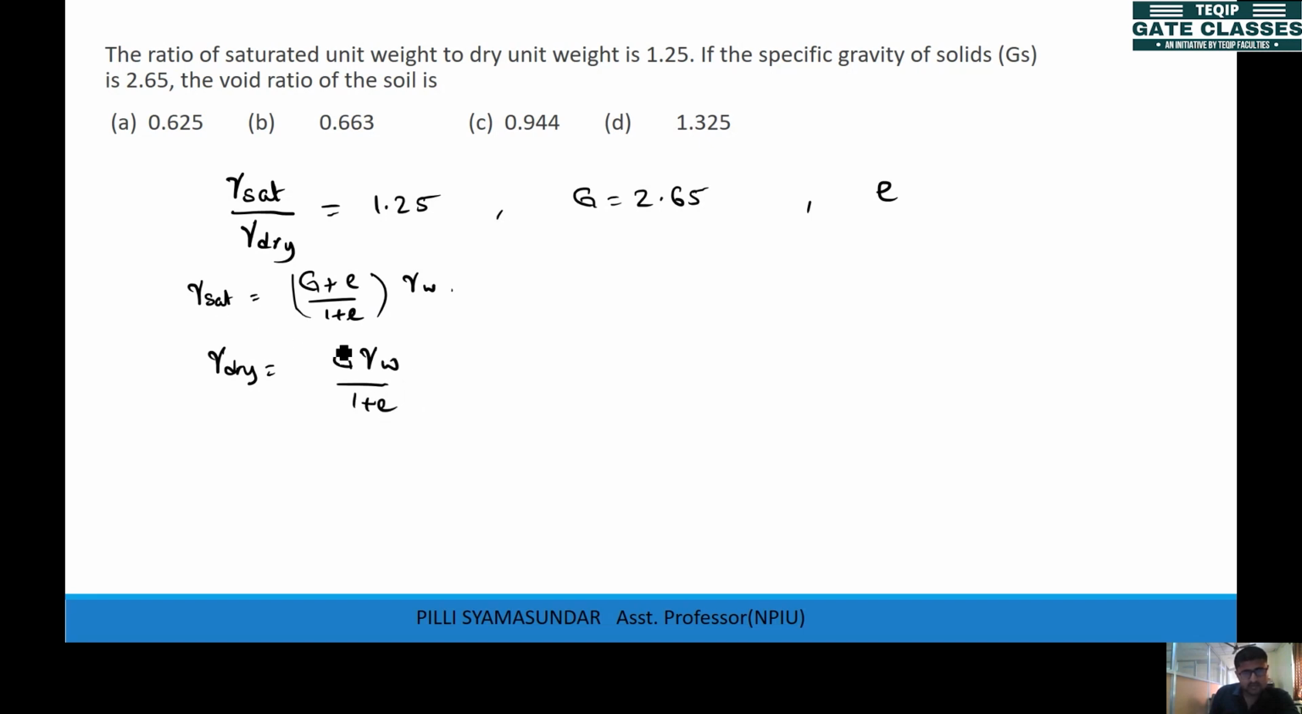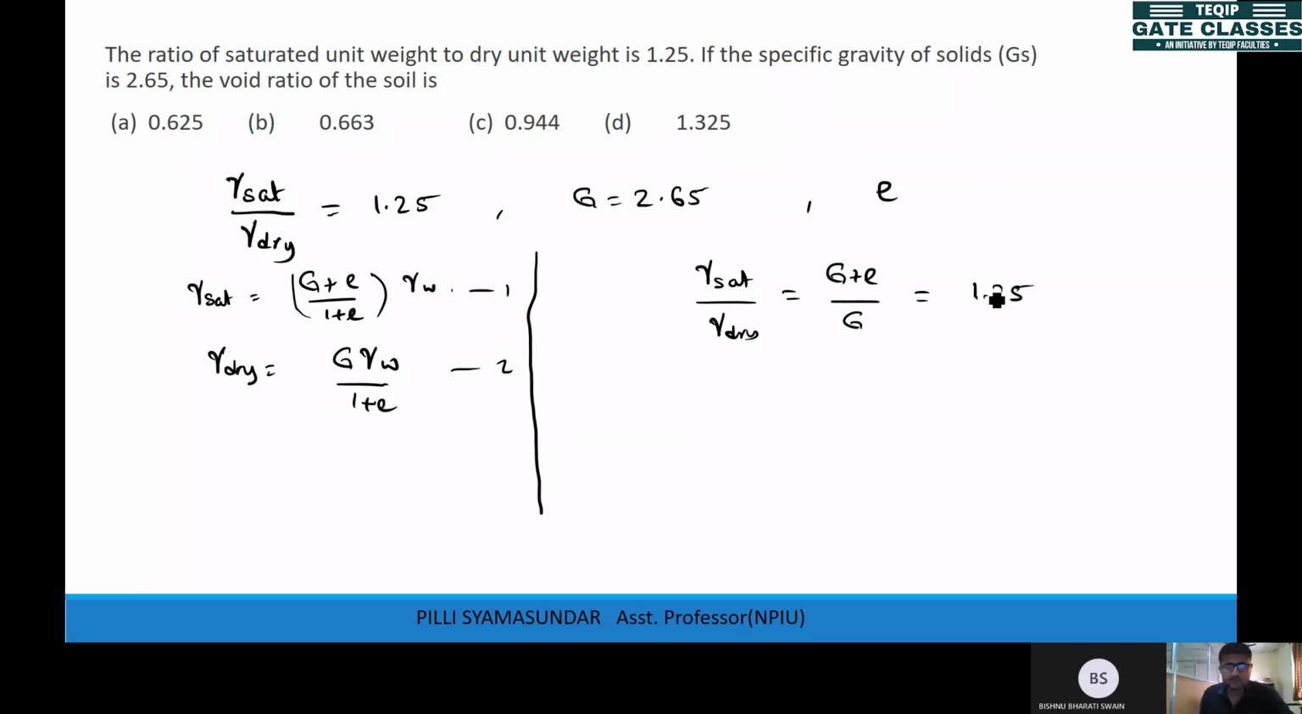So now if you divide this by this, 1 by 2, you'll get gamma sat by gamma dry. The (1 plus E) gamma W gets cancelled, so you are left with G plus E here and only G here, right? So this ratio is 1.25. This is the relation between G and E, right? So we know G, so can't we find out E?